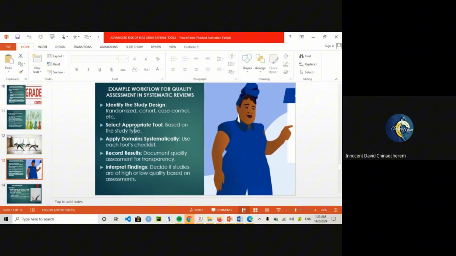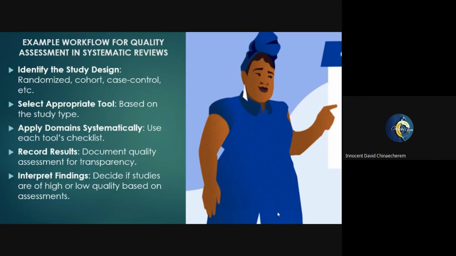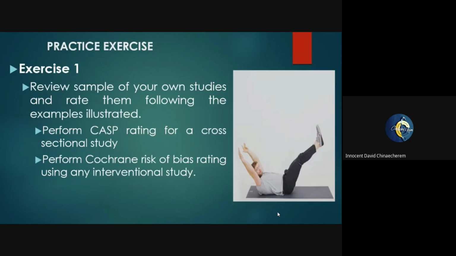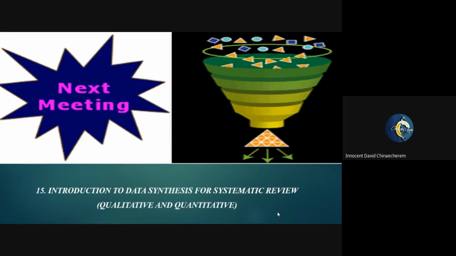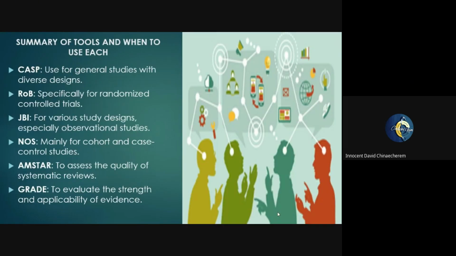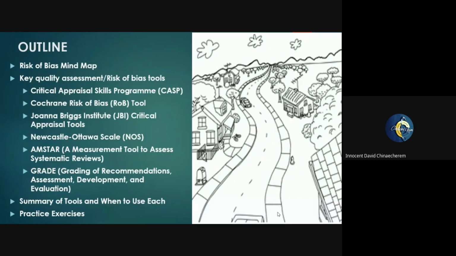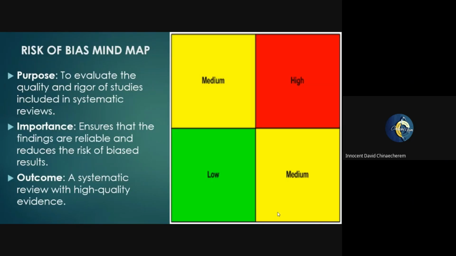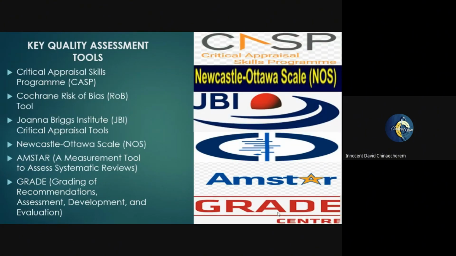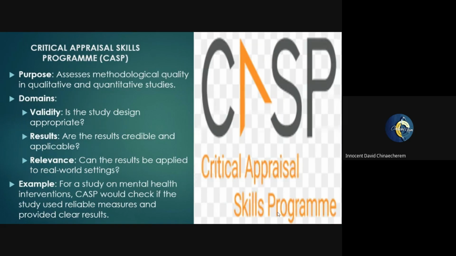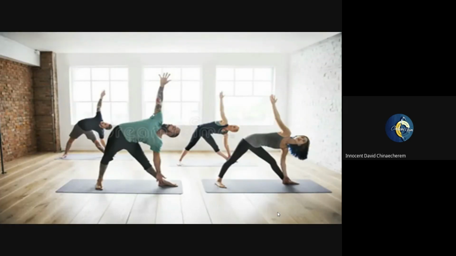So in line with the workflow, we need to understand the study design, select the approach, know the appropriate tool, apply some of these domains, record the results, and interpret findings. I've left out some exercises for us there. Before we move to the next stage of synthesis, just a short summary: I did mention the risk of bias map, because it's very important for you to evaluate any systematic review. Then we've got the Critical Appraisal Skills Programme and others. So that is basically it for our systematic review.